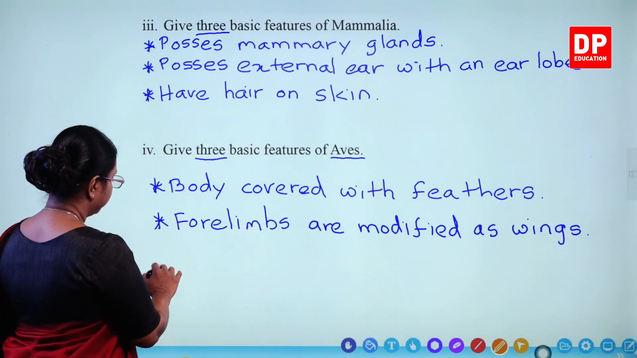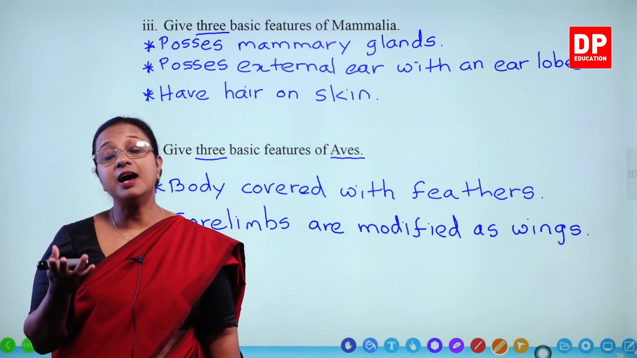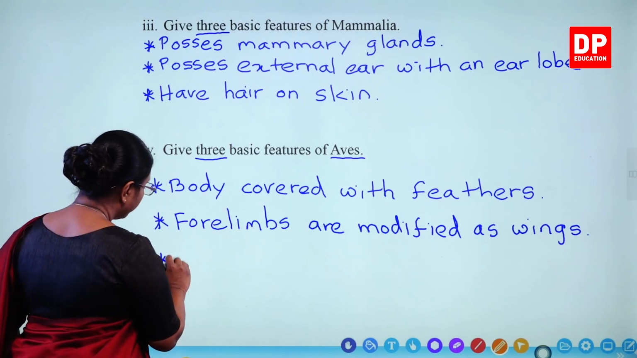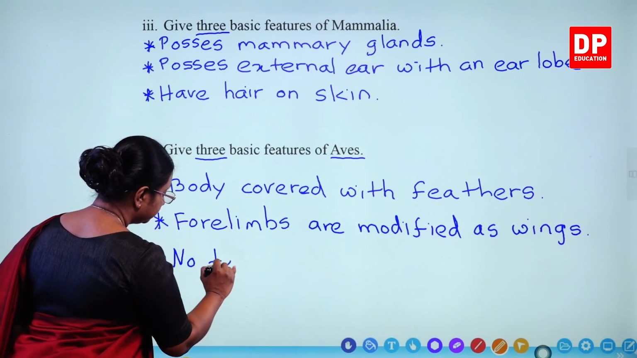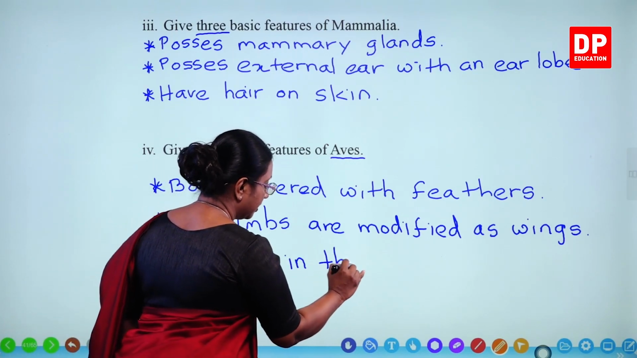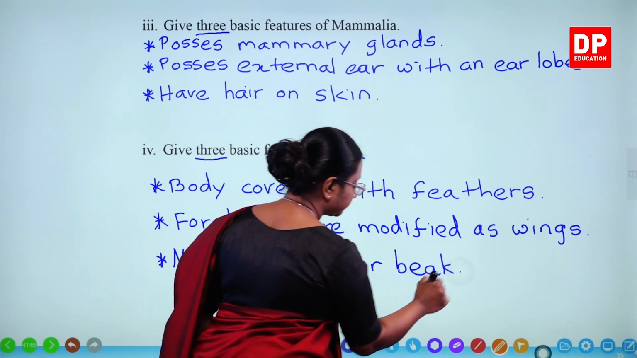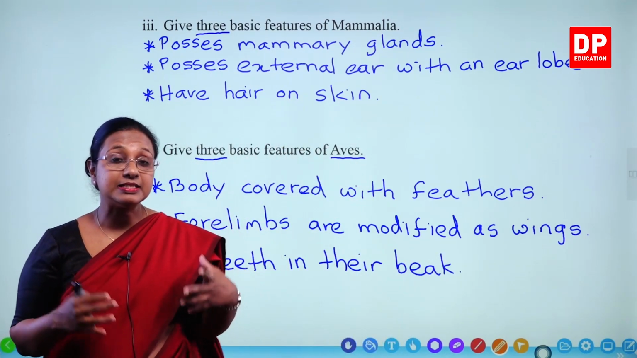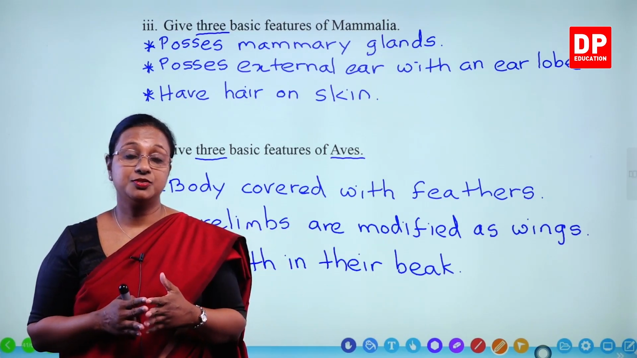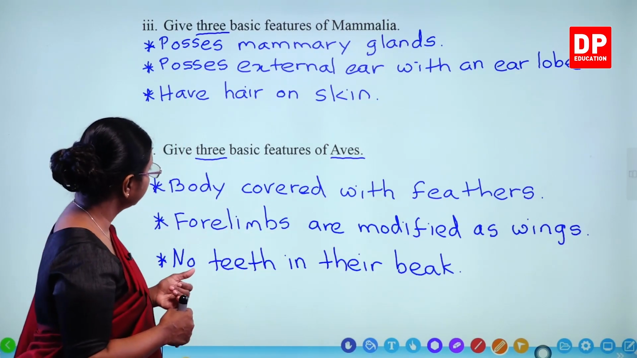Then what else? They have no teeth in their beak. So again, 3 basic features. No teeth in their beak. And also the beaks are adapted for different types of food. So that also you can write. What else can you say?